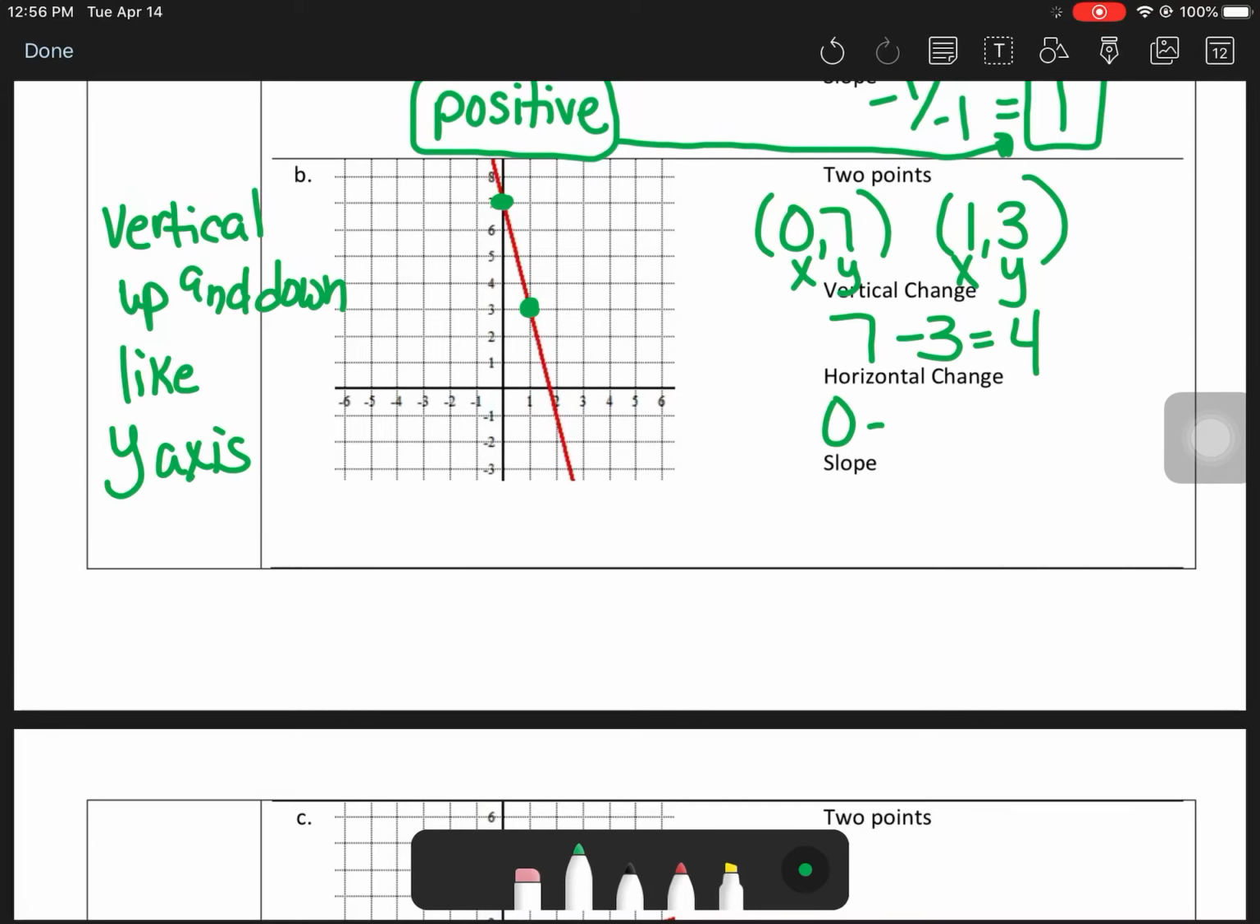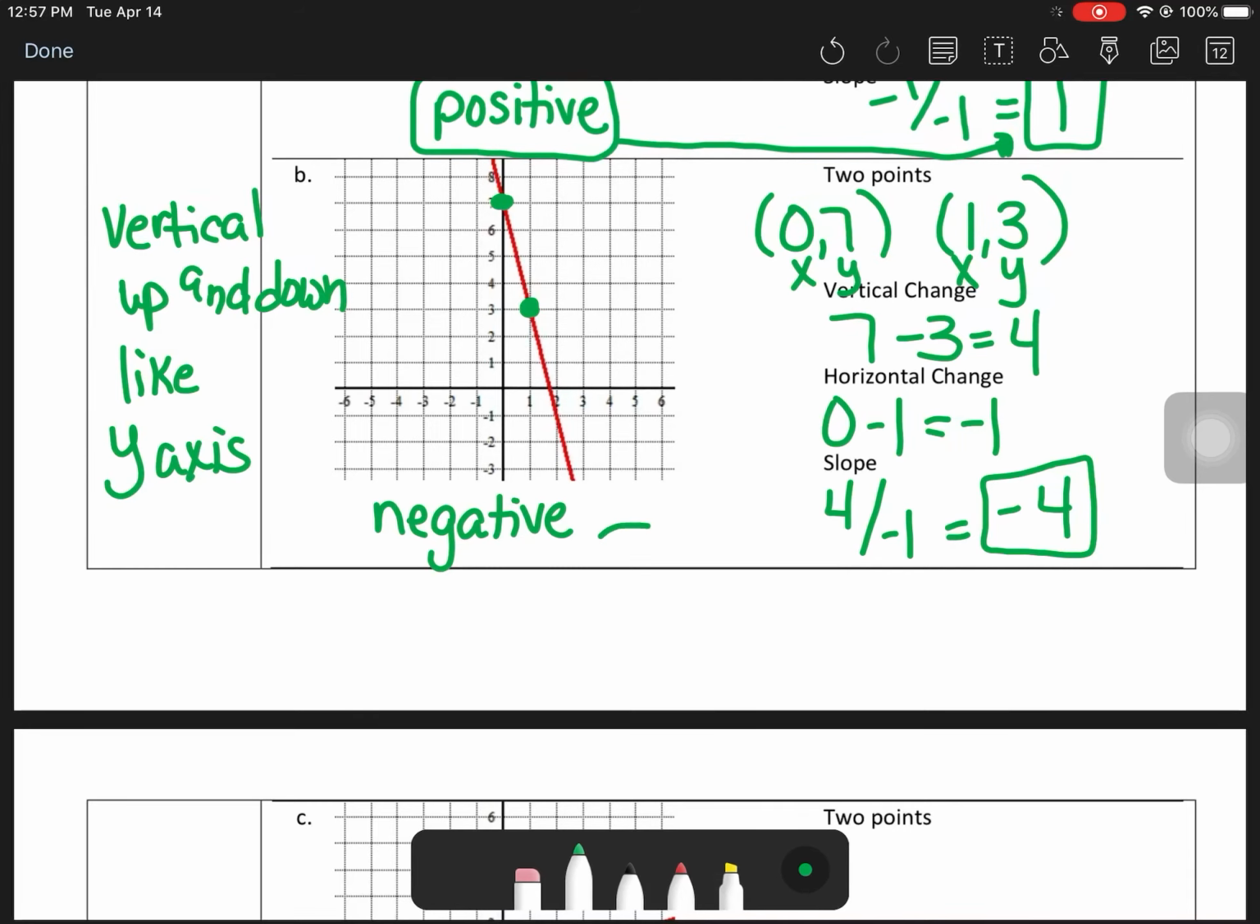Horizontal change is going to be 0, take away 1, which is -1. So we put our vertical and divide it by our horizontal. Positive divided by a negative is a negative, and 4 divided by 1 is 4. So it's going to be -4, which matches our picture because our slope is going down to the right, so it's a negative slope.